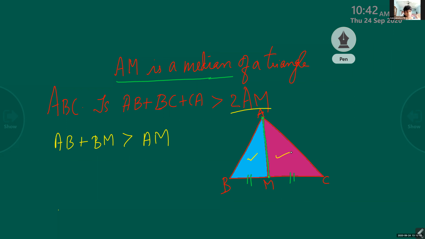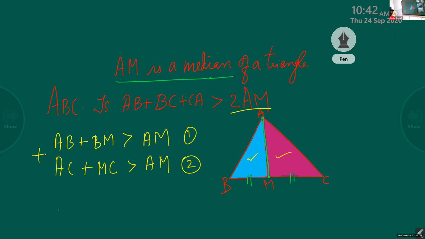So we can write AC plus MC is greater than AM. Now this is the first equation and this is the second one. So I am going to add both. Left side I'll add, the right side also.